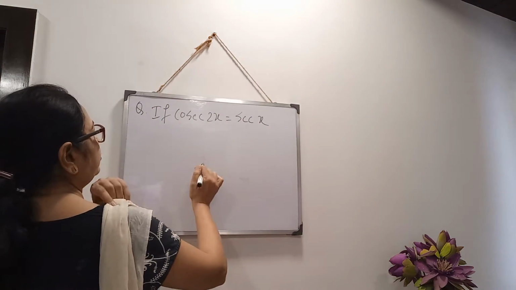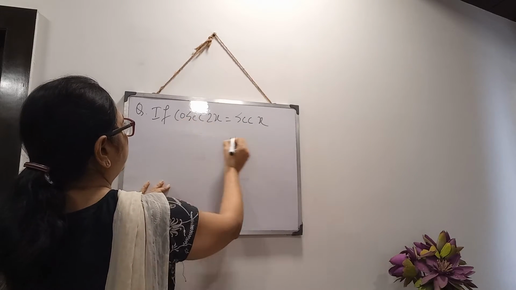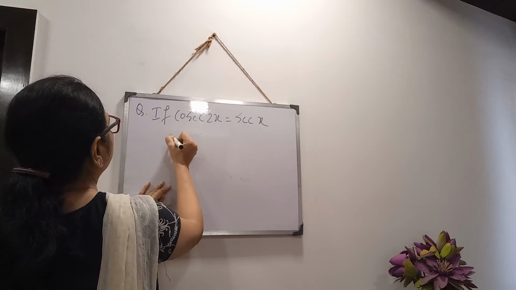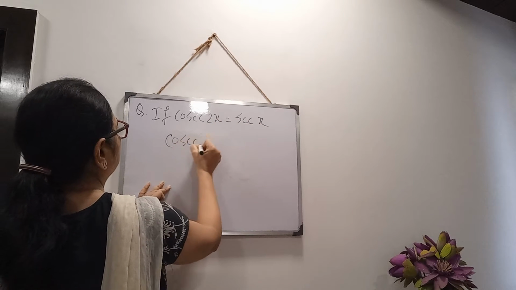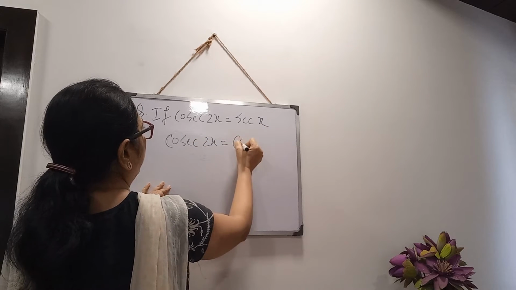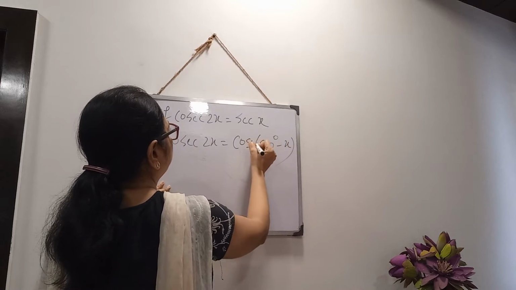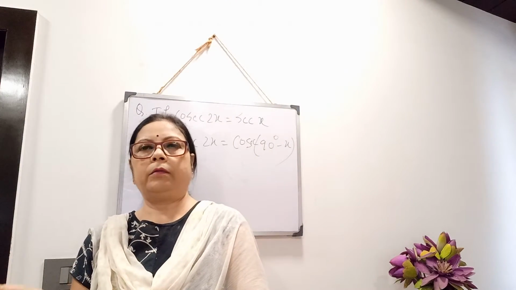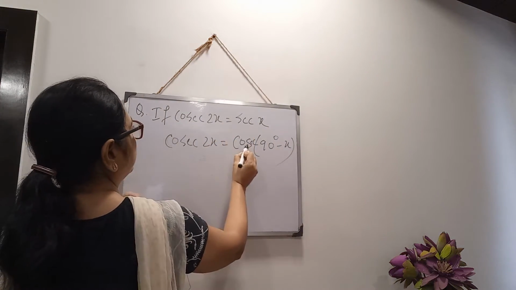Okay. Now, when cosec equals sec, you will understand that these two angles are complementary. Clear? So either we will convert 2x in terms of x or x in terms of 2x. Now here cosec 2x equals sec x. Sec x we can write as cosec (90 minus x). This is the formula: cosec (90 minus x) means sec. Similarly, sec (90 minus x) means cosec. So here I have converted sec in terms of cosec.